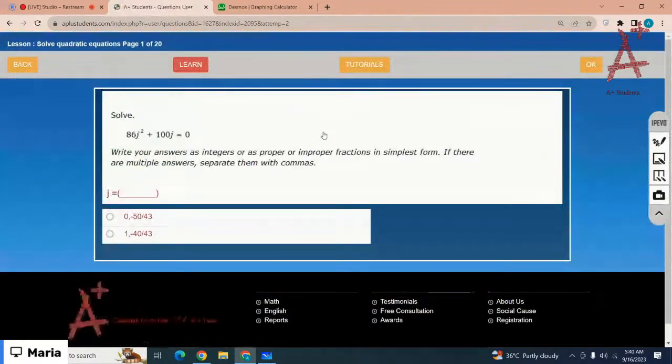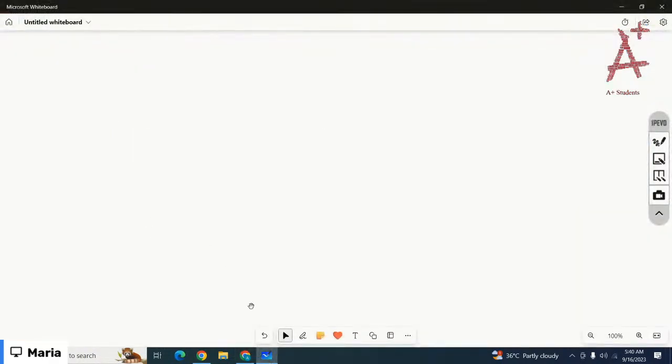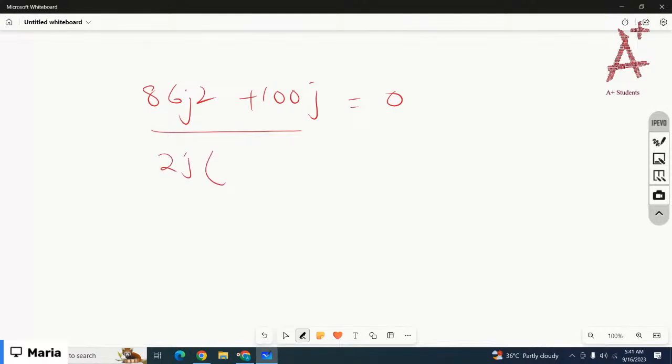Okay, 86j squared plus 100j equals 0. You have to solve for j. Let me write it down here. 86j squared plus 100j equals 0. Okay, let's take 2j common from this equation, right? So 2j times (43j plus 50) equals 0, right?